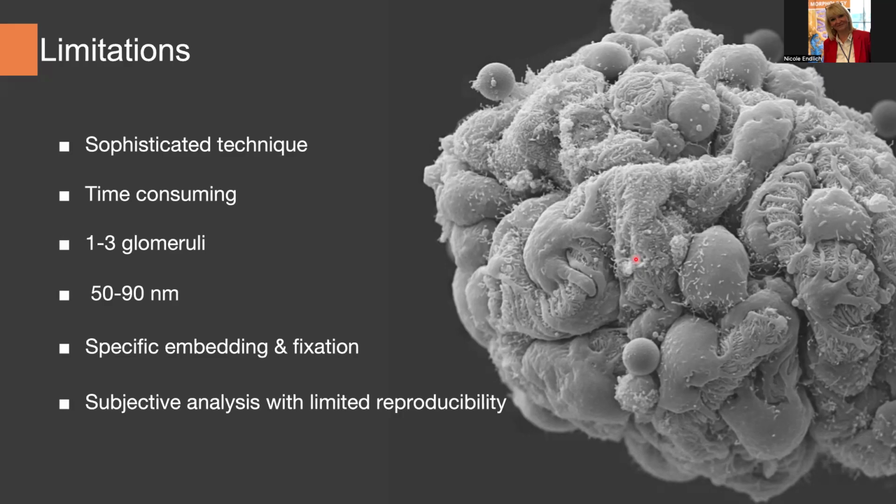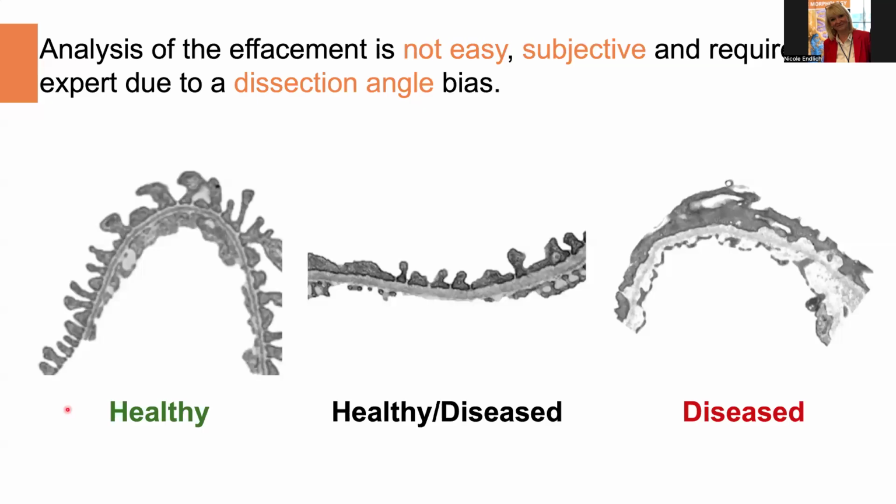It's really a highly sophisticated technique and time consuming. You have only 1 to 3 glomeruli with a thickness of 50 to 90 nanometer for your analysis. There's a specific embedding and fixation necessary, and the analysis is always subjective with limited reproducibility. I would like to show you an example.